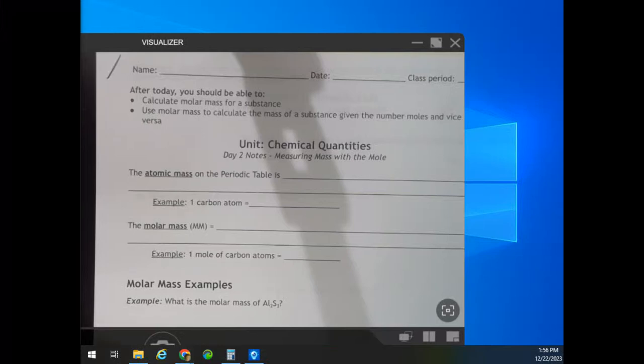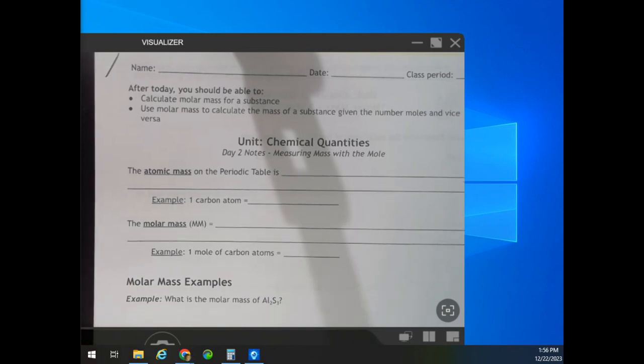Let's see. Day 2, we start doing some math, and we need to do a little bit of vocabulary first.